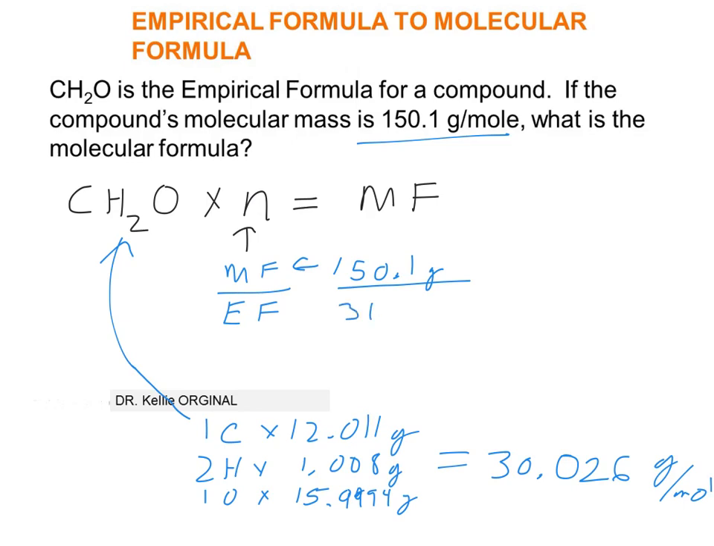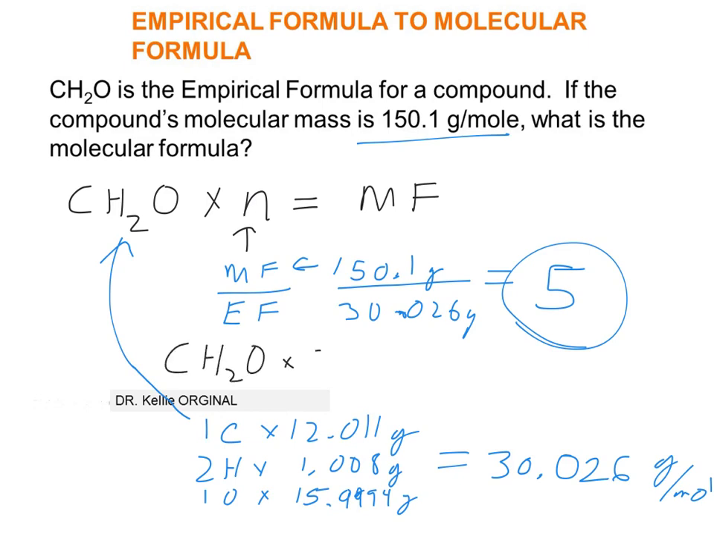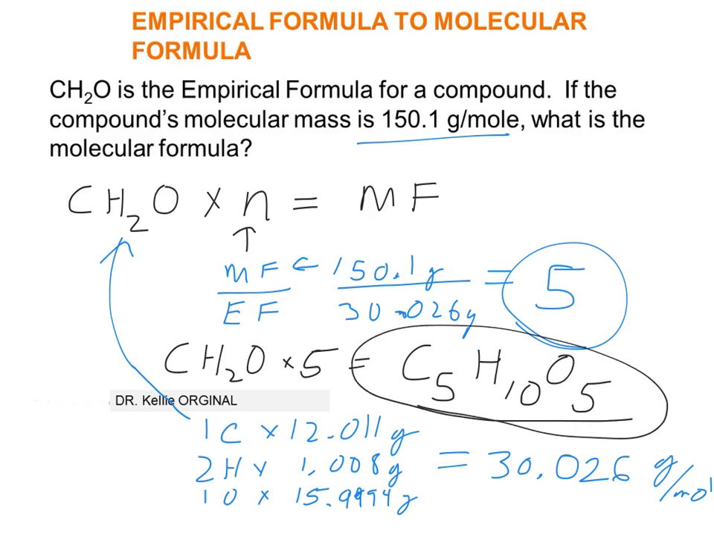So I've got 30.026 grams going into 150, and I get N equals 5. So the formula for my molecular formula would be CH2O times 5, or C5H10O5 would be my molecular formula. Chemistry is easy, life is hard, yes?